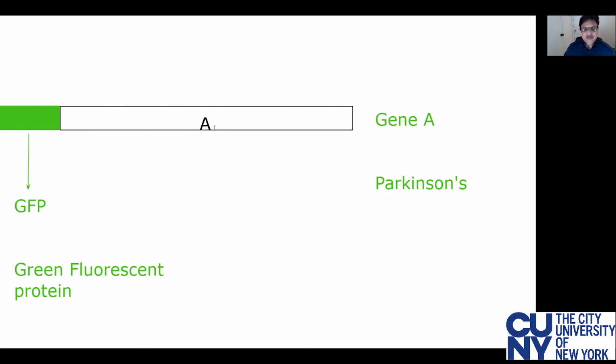So let's say this is gene A, which is implicated in Alzheimer's, or Parkinson's, and we don't understand the function. But now, please pay attention that there is a tag here, which is called GFP. So this GFP will work as a flag. This gene A will make a protein through the process of transcription and translation, and this protein will be a fusion protein.